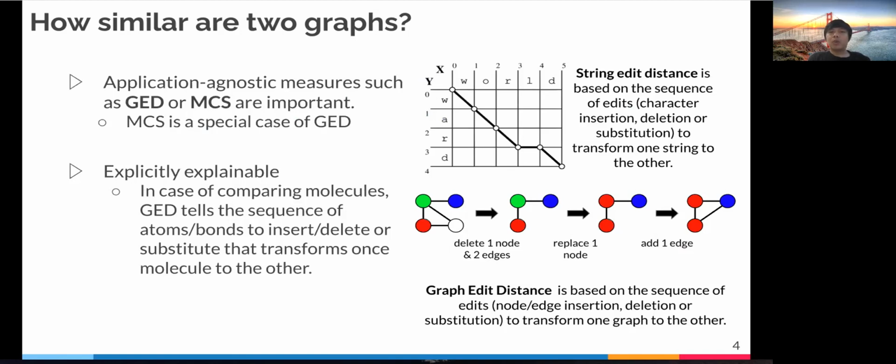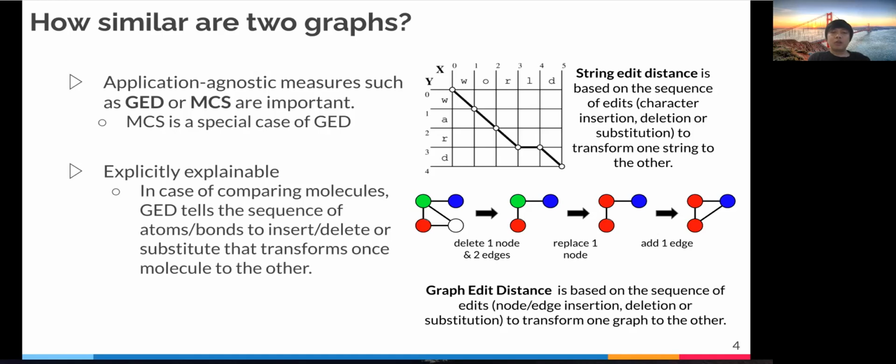However, there are two important similarity measures called the graph edit distance, or GED, and the maximum common subgraph, or MCS. They are important measures because they are application agnostic and they are widely used in several domains, including those that we discussed in the previous slide.